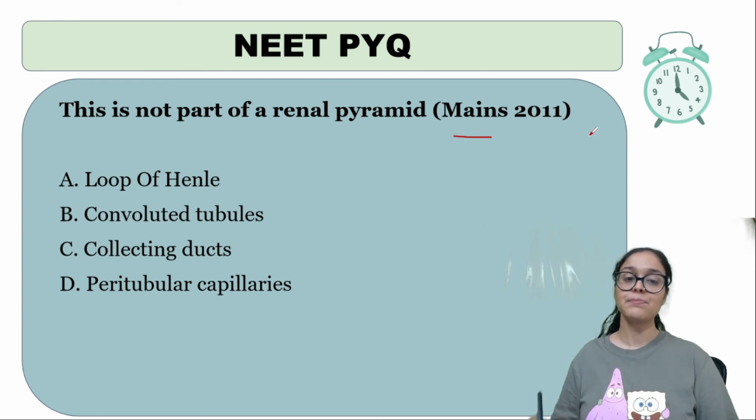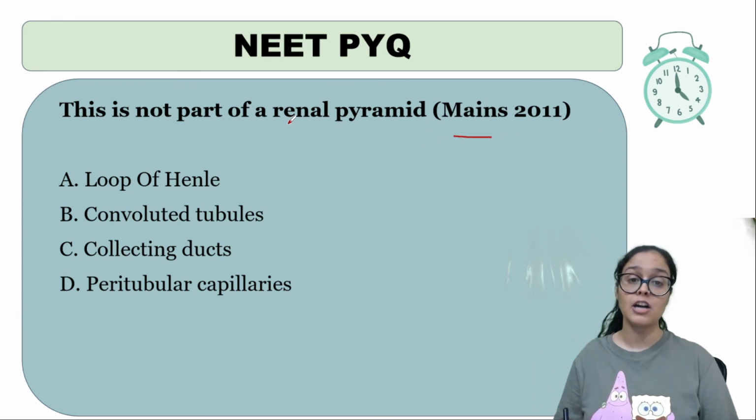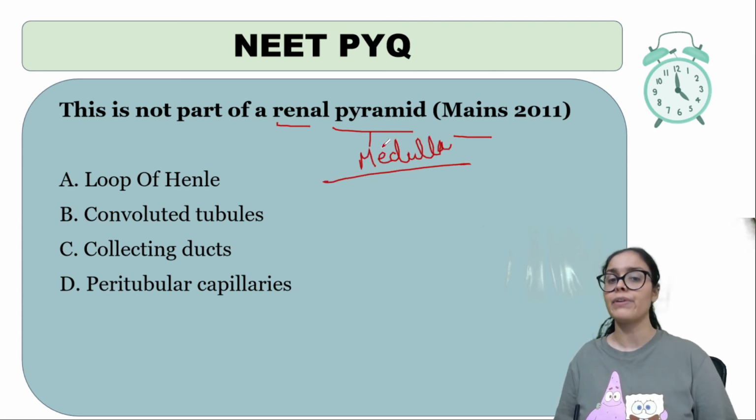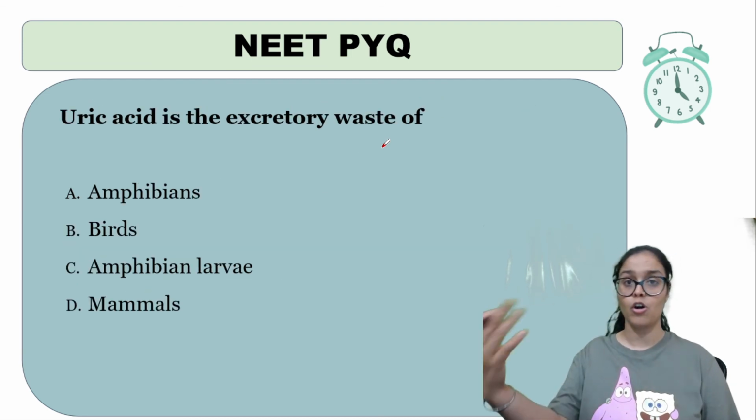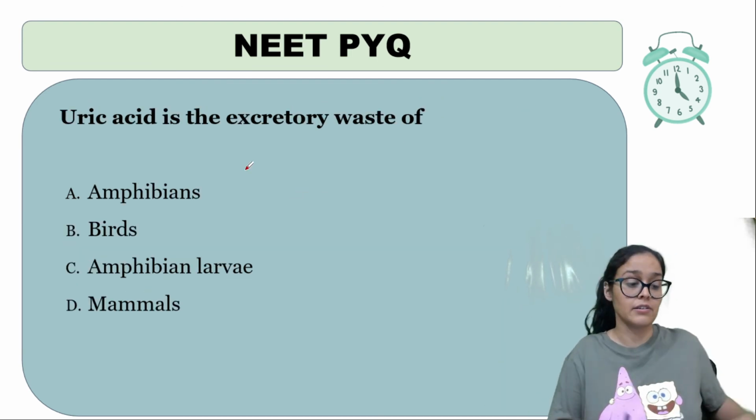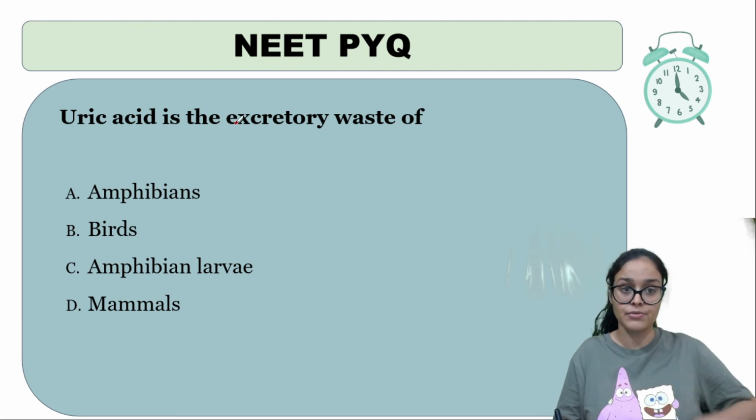And these are NEET previous year questions: which is not part of the renal pyramid. Pyramid means medulla, medullary pyramid, right? Which is not present here, and you know very well. So you will be solving these questions, writing down answers here or in the Telegram channel, Telegram link, obviously, that I have shared with you.